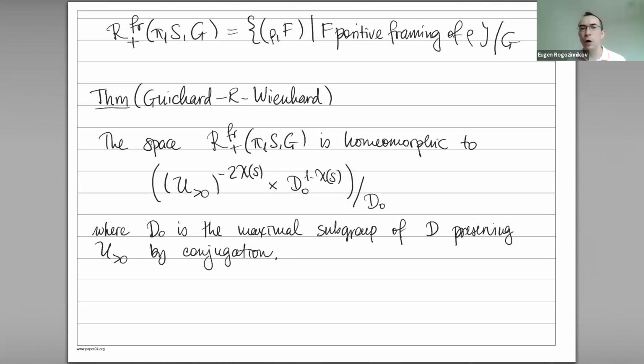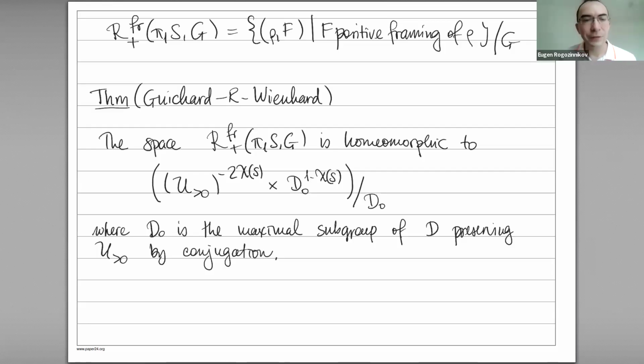We take this positive semi-group to the power minus 2 times the Euler characteristic of S. The Euler characteristic of S was negative, so this number is positive. Then we multiply with D0 to the power 1 minus the Euler characteristic of S, and then we divide out the action of D0 by conjugation. This D0 is the maximal subgroup inside D which preserves U positive by conjugation. As we have seen, D acts on U by conjugation, but it shouldn't act on U positive. We know that the connected component of the identity acts on U positive, but sometimes a larger group can act by conjugation on U positive. So D0 is this maximal subgroup. Sometimes it is just the component of the identity, sometimes it is the entire group D.